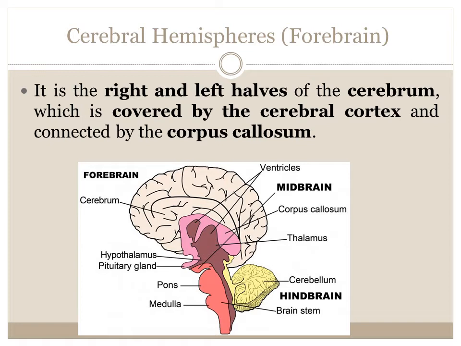The cerebrum is covered by the cerebral cortex. It is not in the picture, but the cerebral cortex is the outer layer of neural tissue. If you look at the cerebrum, the outermost part is like the skin of the cerebrum, and that is the cerebral cortex. So the cerebral hemisphere consists of the cerebrum, the big part, which is divided into two halves, the right and the left, connected by the corpus callosum, and the cerebrum is covered by the cerebral cortex.